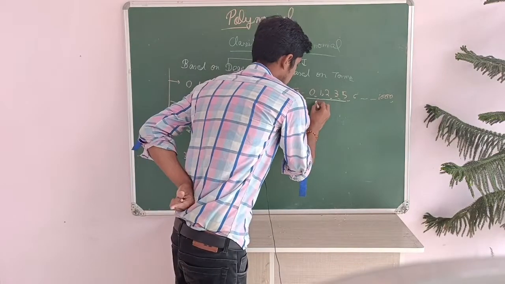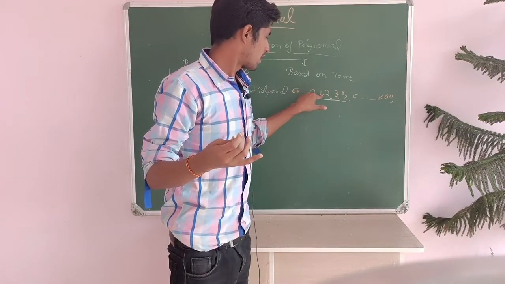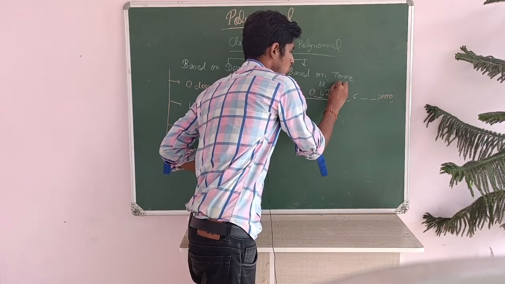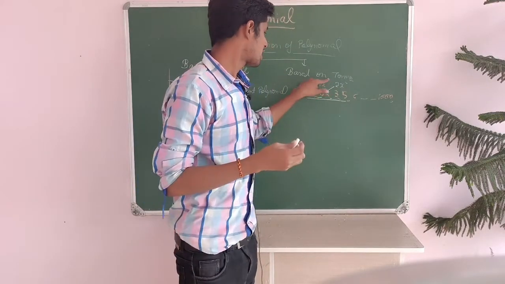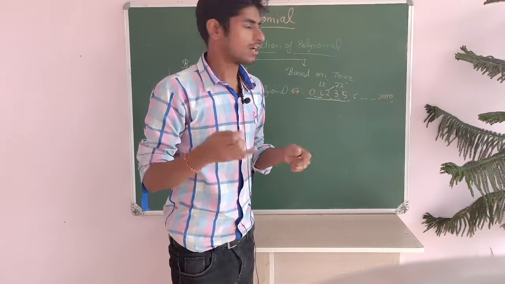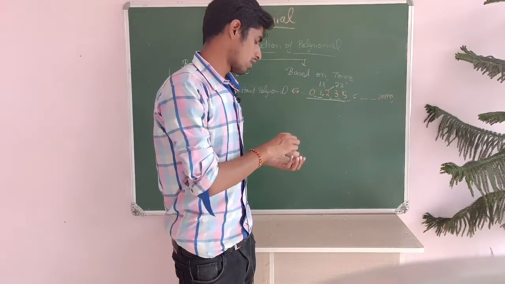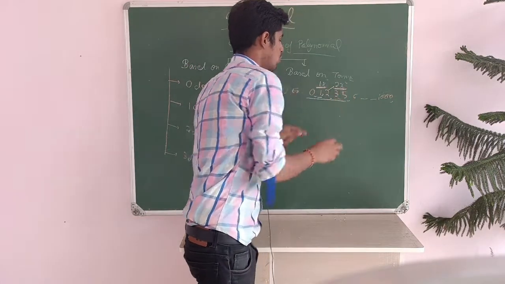You can see here there is no variable. We can write 1 as 1 into x power 0, 2 into x power 0, 3 into x power 0. Because x power 0 means 1. So 1 into x power 0 is 1, and 2 into x power 0 is 2.